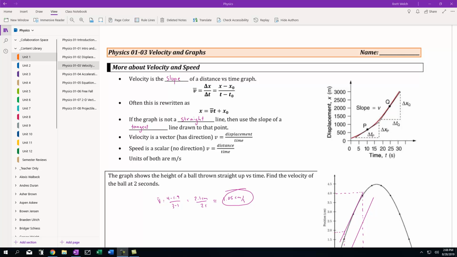And we can do that. Velocity is a vector, so it's not distance over time, it is displacement over time. Whereas speed is the scalar version, which does not have a direction, and you can just use distance over time.